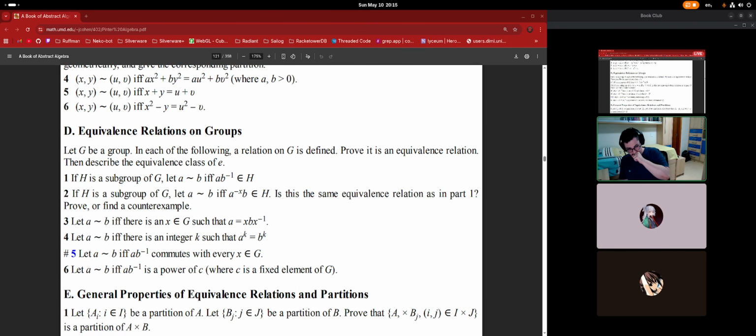Wait, repeat the last part? You can prove that this is symmetric because the inverse of a product is the inverse of the elements in reverse order, right? We saw this way back. A B inverse, with the inverse on everything, is B followed by A inverse. And that's exactly what you get when you do B equivalent to A.